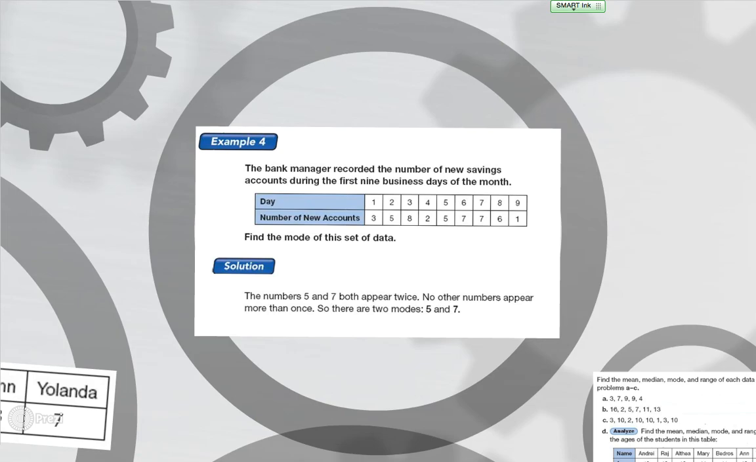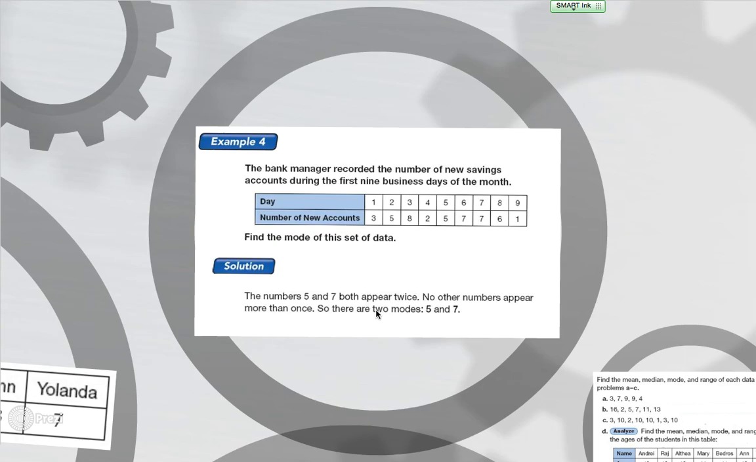Example number 4. The bank manager recorded the number of new savings accounts in the first 9 business days of the month, and we're going to find the mode of this data set. Remember what I equated mode to is the most, M-O. To find the mode, you find the number that appears the most. We're only looking at the number of new accounts. So we have 7 that appears twice, and we also have 5 that appears twice, and everything else appears just once. No other numbers appear more than once.